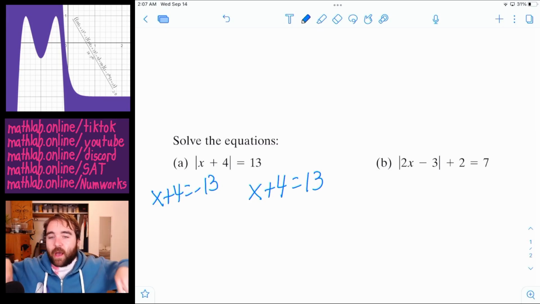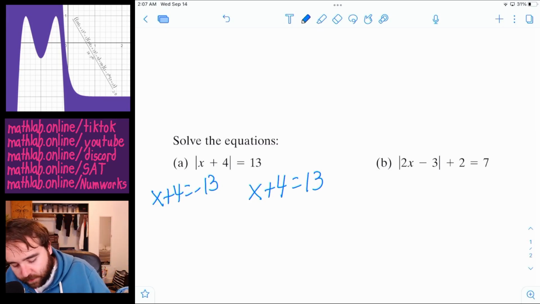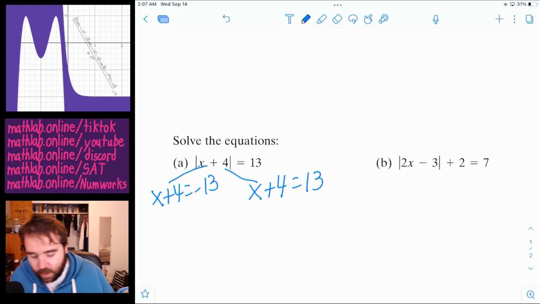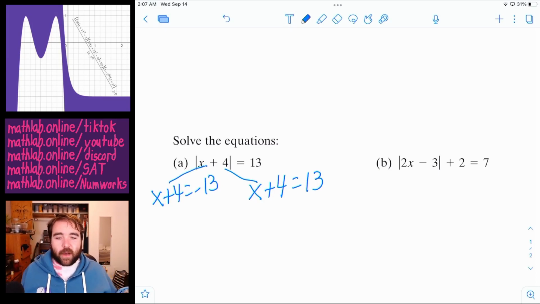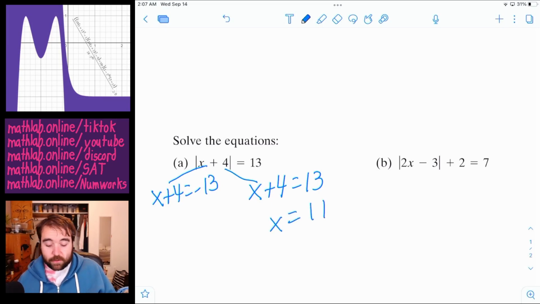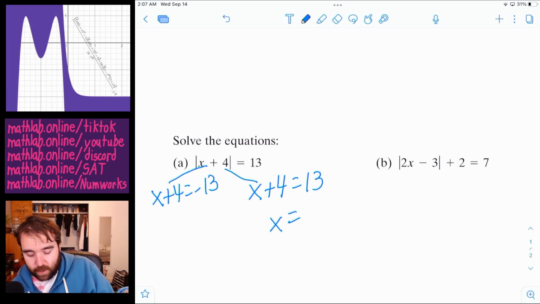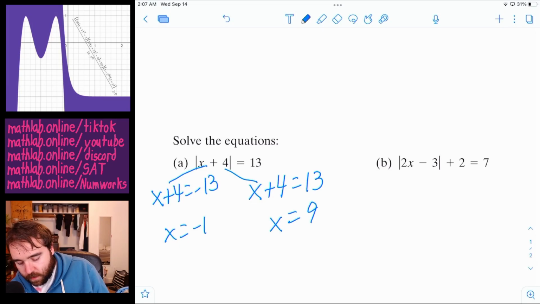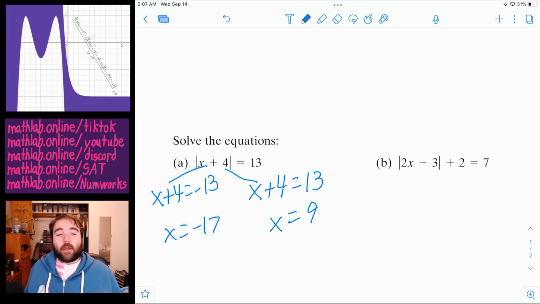Every time you have absolute value equations, you've got to split it up into two different equations, the positive version and the negative version. And then you just solve them like normal equations. You're going to end up with two different answers. Subtract 4, not 11, but 9. Subtract 4, negative 17. You're going to get your two different answers.